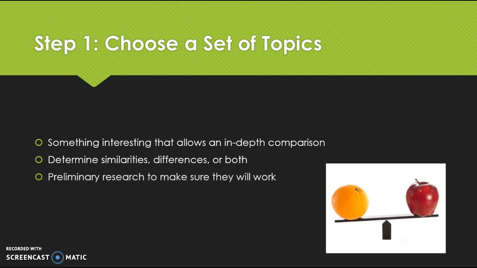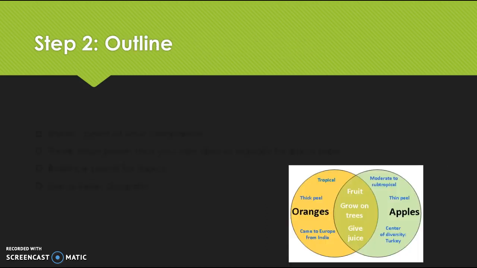Do some preliminary research at this stage to make sure that your topics will work, that they have enough depth, and that you can find sources over them to support them. These topics also should not be very personal, so don't compare your best friend to your worst enemy or something like that. These need to be topics that you can research and that will help your reader to understand these two subjects better once your essay is finished.